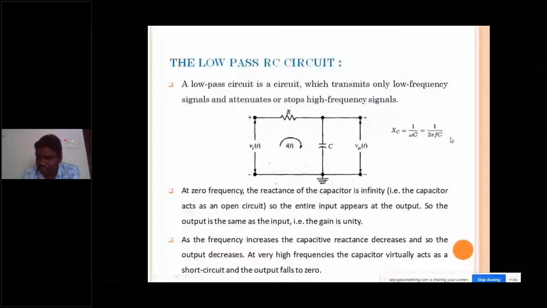Reactance is infinity. It's just open circuited, so that whatever we are applying in the input, the same thing comes to the output. So it means if I am applying the low frequencies here, this circuit is allowing the low frequencies to pass through it.